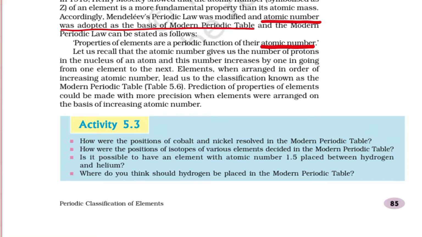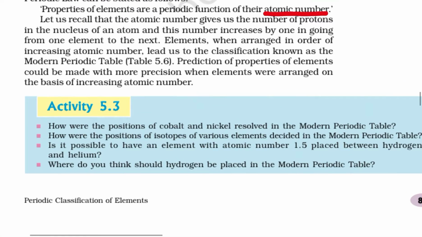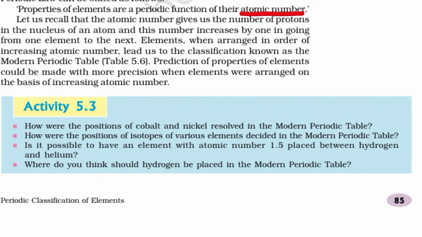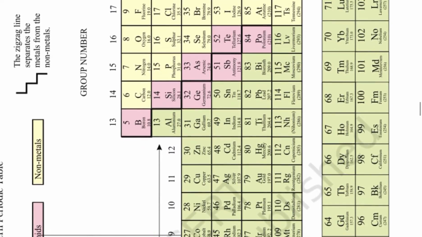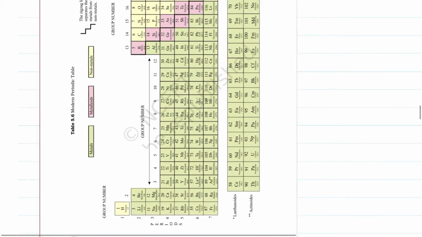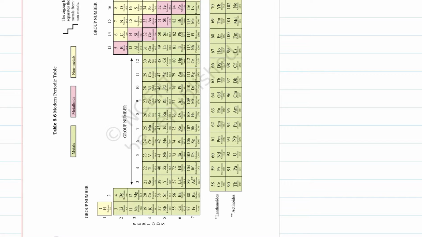Now, how was the position of cobalt and nickel resolved in the modern periodic table? How was the position of isotopes of various elements decided in the modern periodic table? Is it possible to have an element with atomic number 1.5 placed between hydrogen and helium? Where do you think hydrogen should be placed in the modern periodic table? Let us answer all these questions after looking at the modern periodic table. This is the modern periodic table.